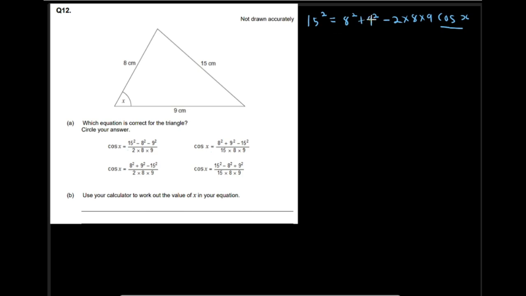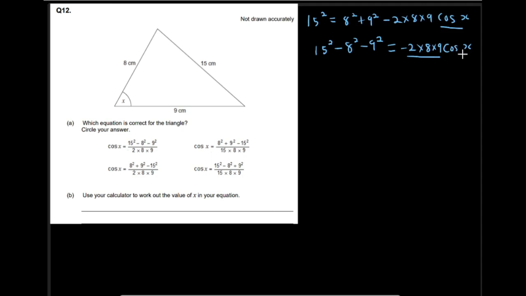first we move 8 squared and 9 squared to the other side of the equation. So we have 15 squared minus 8 squared minus 9 squared, and that will be equal to minus 2 times 8 times 9 cos x. Alright, so to get cos x, now we'll divide both sides by what we have left. We can't move this to the other side because it is attached to cos x.